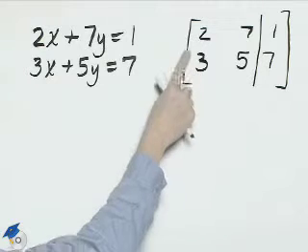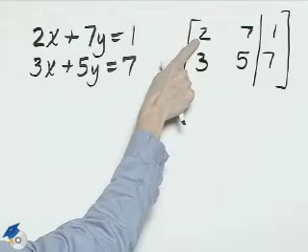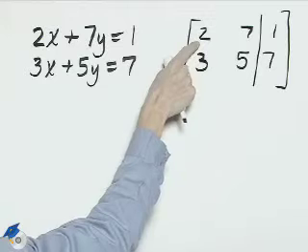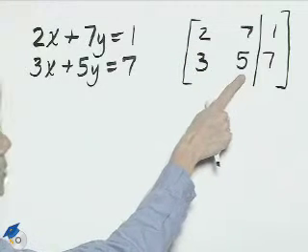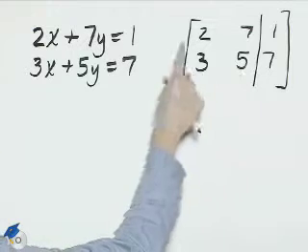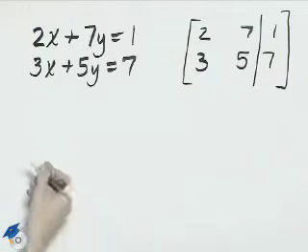Now, in order to solve this by matrices, we need to have this first row, first column, a 1. Underneath that should be 0, and next over here, this needs to turn into 1. So the first thing we're going to do is multiply across the top of this matrix by 1/2.